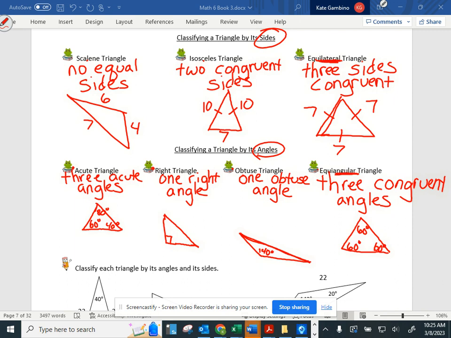On your help sheet, you can write all those definitions out. I highly recommend that you do that for when it comes time to the test. Write out which triangle names are classified by sides and which triangle names are classified by the angles. It's super easy to confuse them. So make sure that you know which are our side triangles and which are our angle triangles.